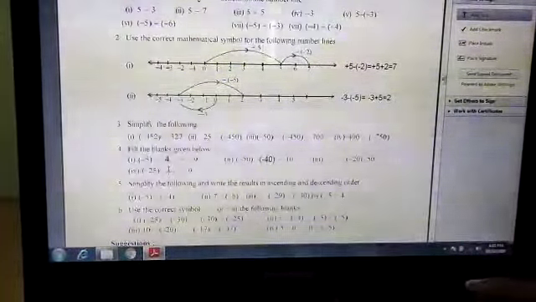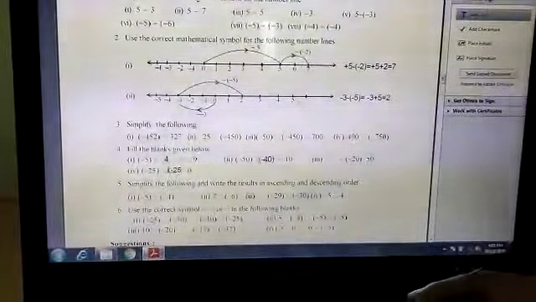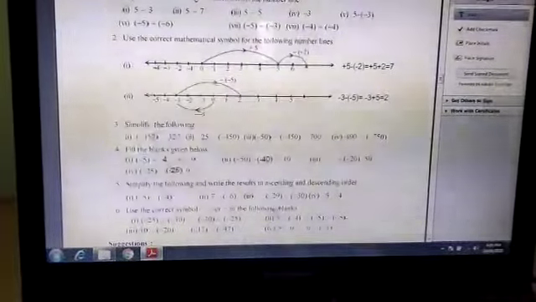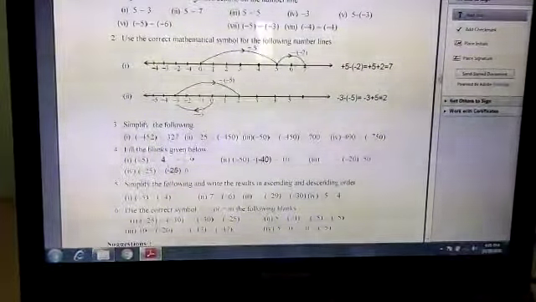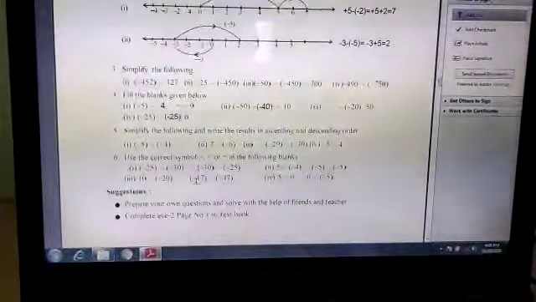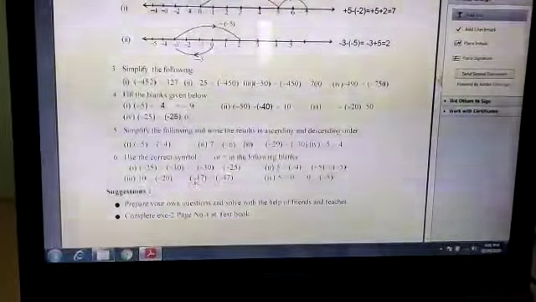Yes, see I am writing here, minus of minus 25. When you do minus of minus it becomes plus, no? So minus 25 plus 25 will be equal to 0. So this is how you have to complete the worksheet.